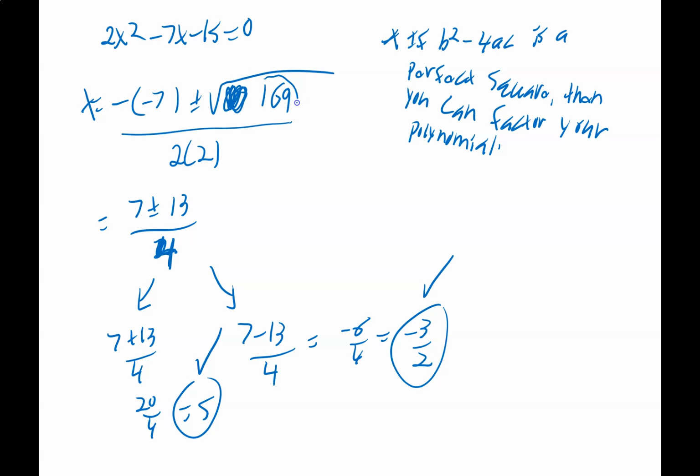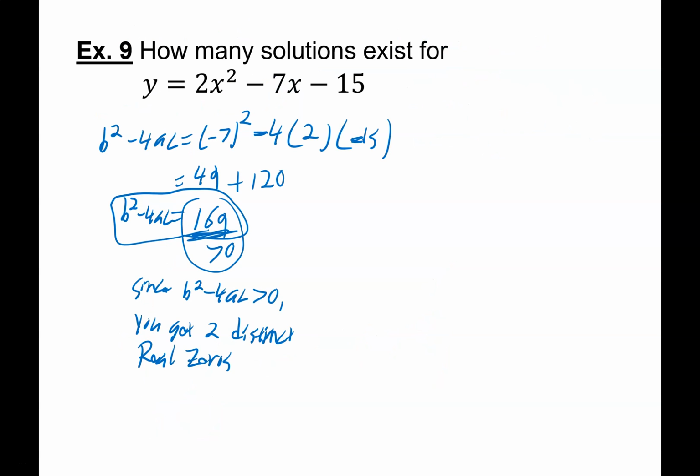So like here, when we got b squared minus 4ac is 169, which is a perfect square. That tells me if I wanted to, rather than doing the quadratic, I could have just factored: factors of 13 that differ by 7, being 5 and 3, and minus, plus. It's going to give me an answer of negative 3/2 and 5.